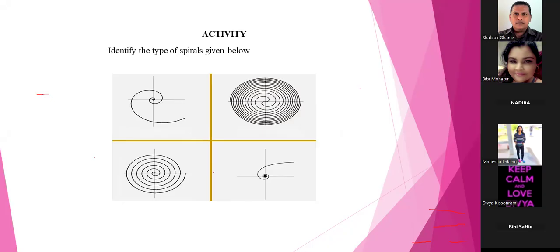Hi, good afternoon, everyone. I believe the first one is the logarithmic spiral. The second one, we didn't do it. I think the third one is the Archimedean, and the fourth one is the hyperbolic.